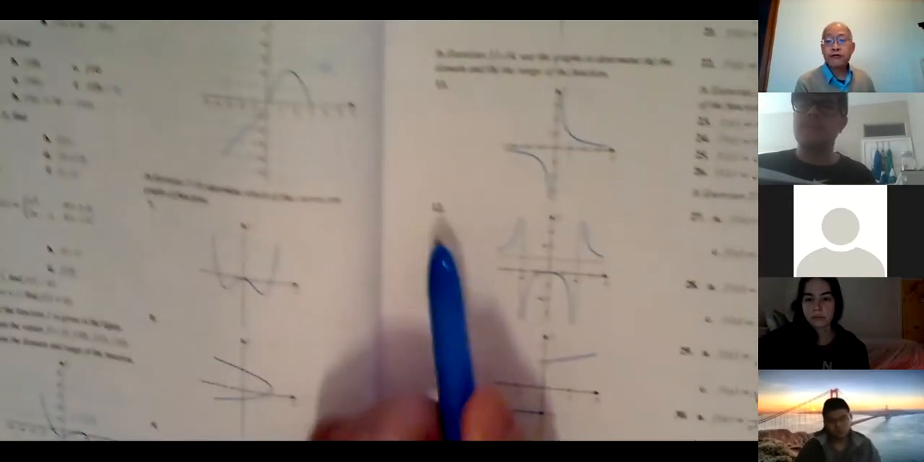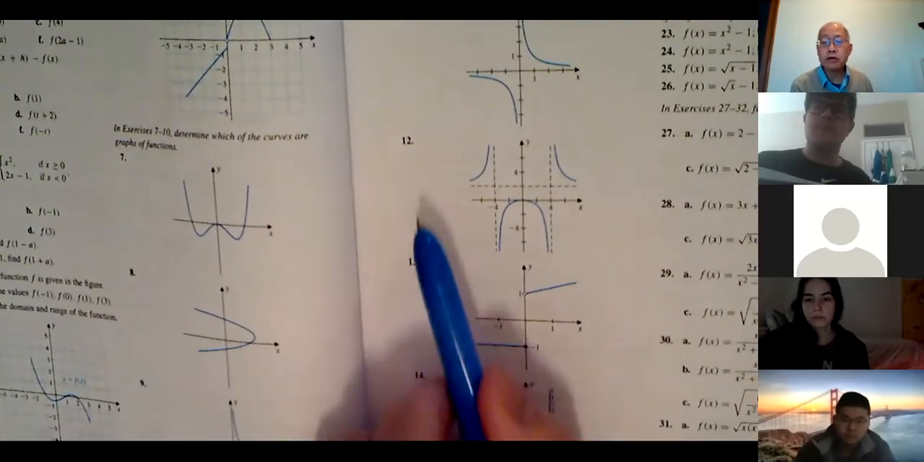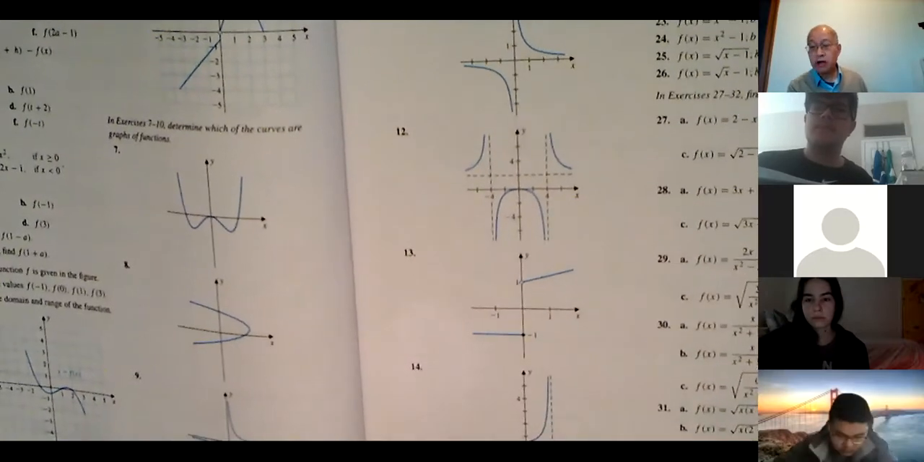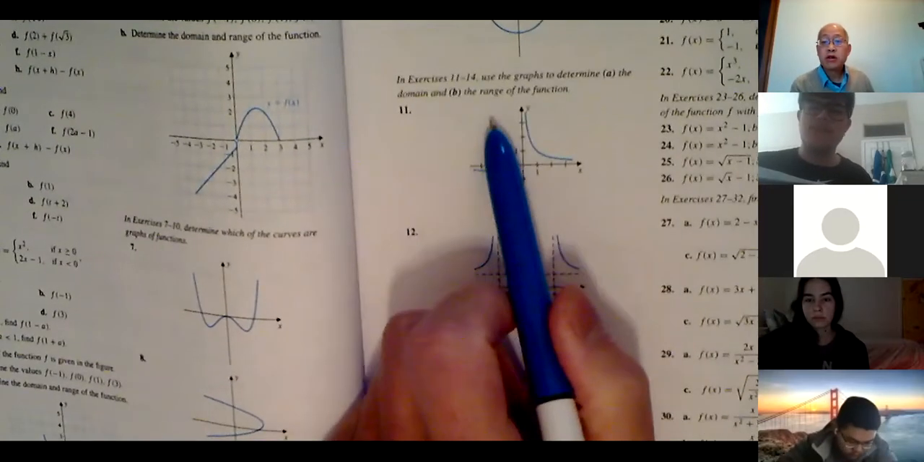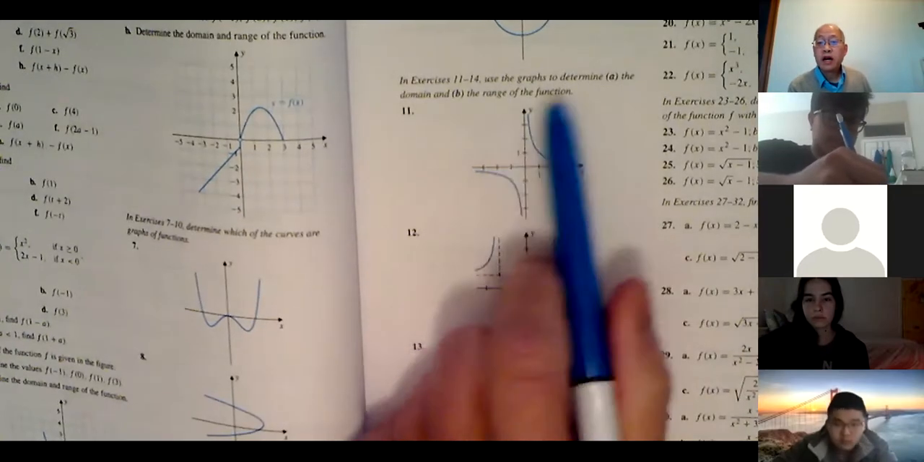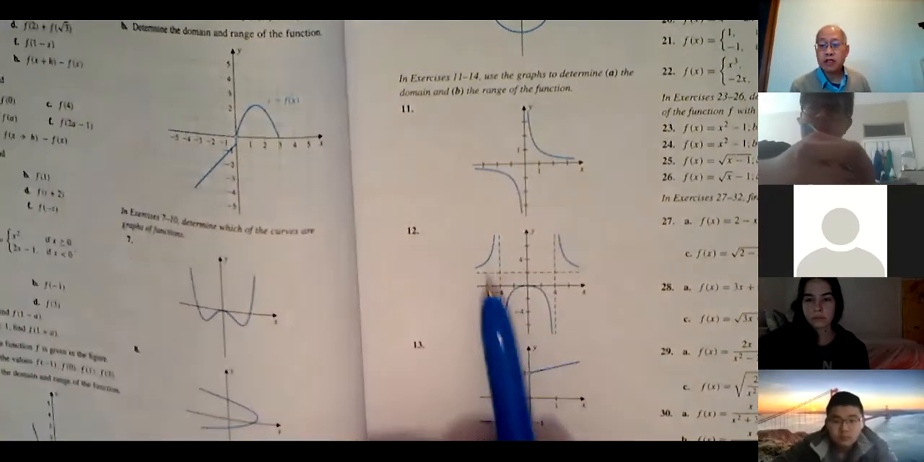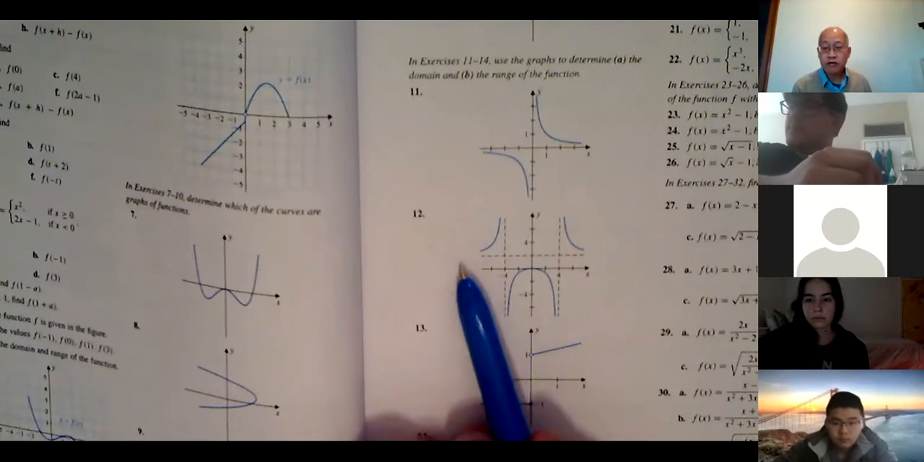Okay, we have 11 through 14 all, A-L-L, so I should do the evens for you. So I wasn't going to do all of them. Okay, so for 12, give the domain and range of the function. Okay, so let's look at 12.